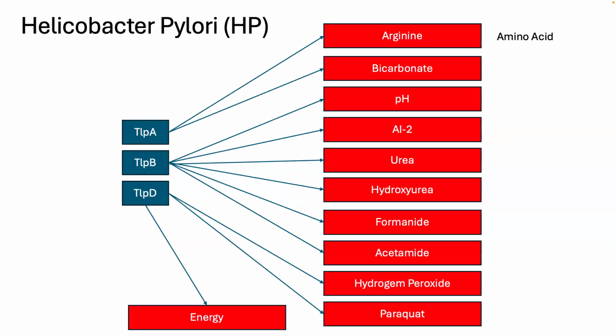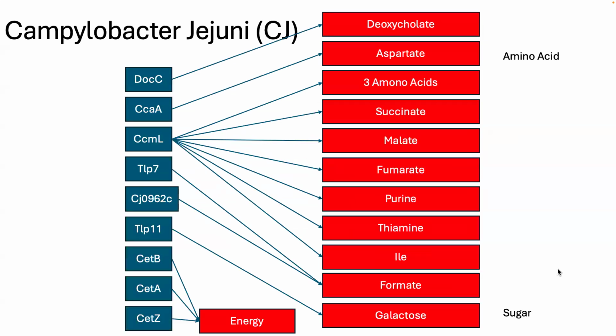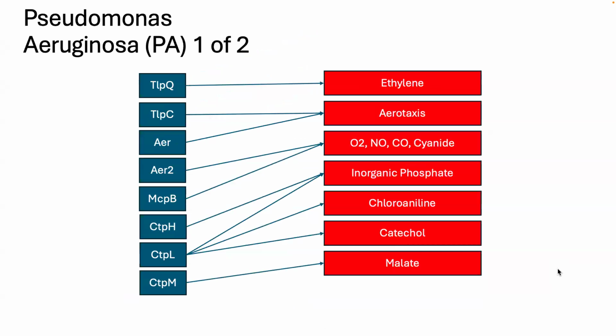HP has just a handful of chemoreceptors, but it actually has a lot of effectors that it's sensing. And so some of these can sense quite a lot of different individual types of chemicals. CJ, there's a large complement of chemoreceptors. Once again, some of them are sensing quite a lot of different effectors.